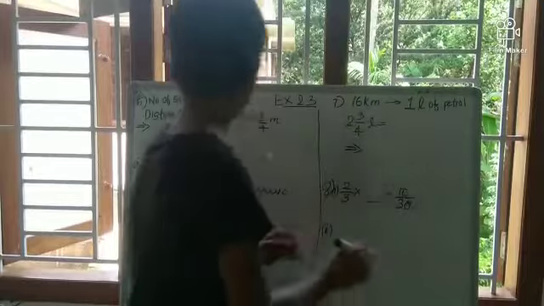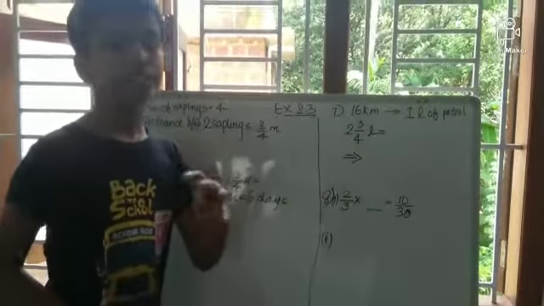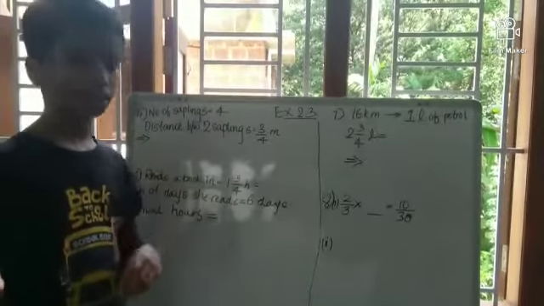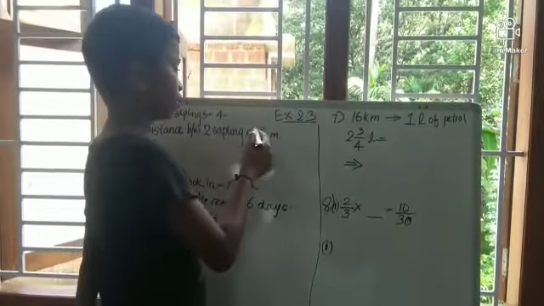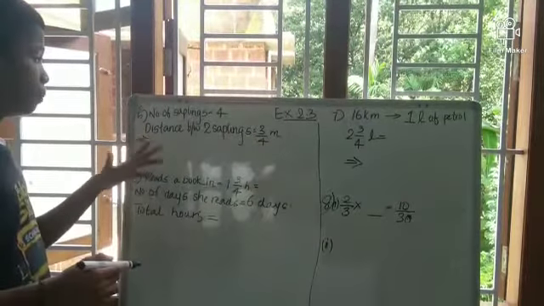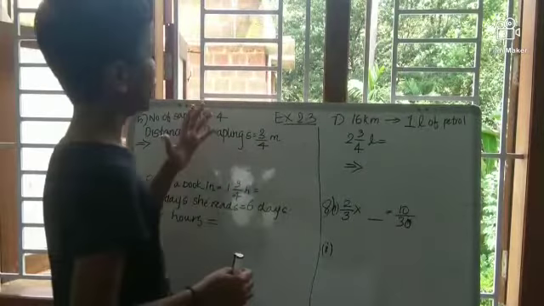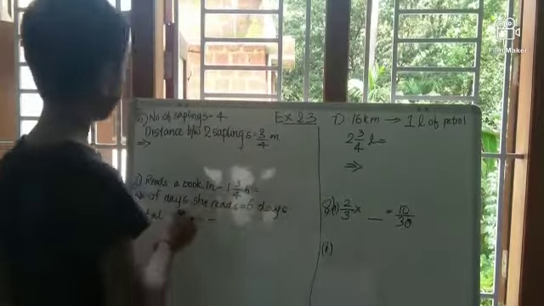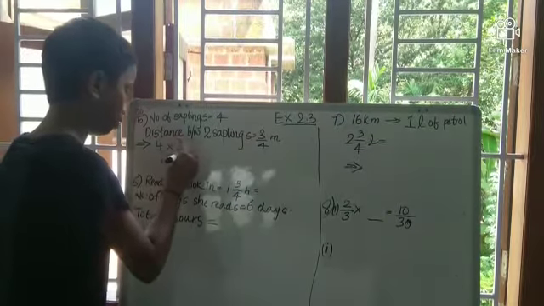Okay, I will do it. The number of saplings is 4. There are 4 saplings that Sally planted in her garden. The distance between two saplings is 3/4 meter. To find the distance between the first and the last saplings, we have to multiply 4 into 3/4. Okay, 4 into 3/4.